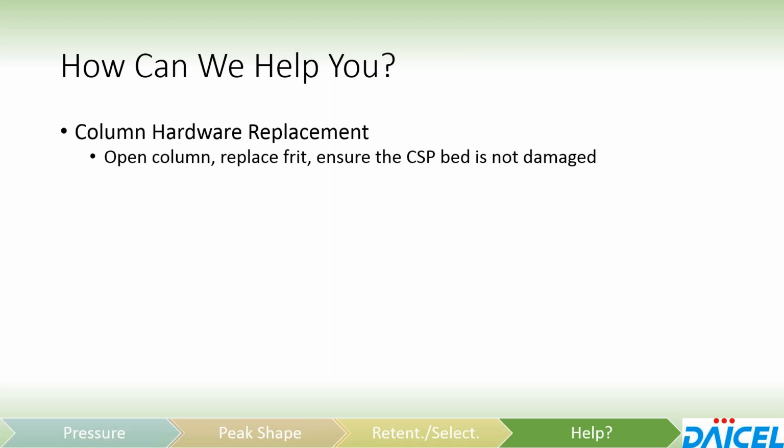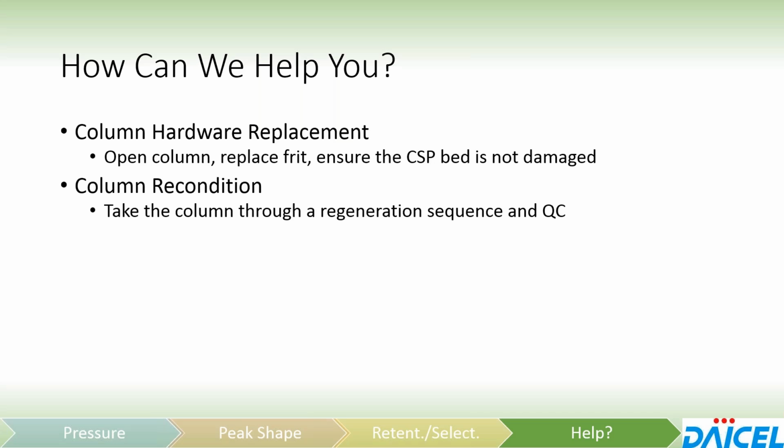So we do column hardware replacements. This is only for prep columns. As I said, with the analytical columns, typically we want to replace the column anyway because there's some other issues that are going on where it's really not feasible to just replace the inlet frit. But for column hardware replacement, we will open the column, we will replace the inlet frit, and we will ensure that the CSP is not damaged. That's extremely important, especially if you go over pressure, like I showed with the voids. Sometimes you will end up creating voids as a result of that.